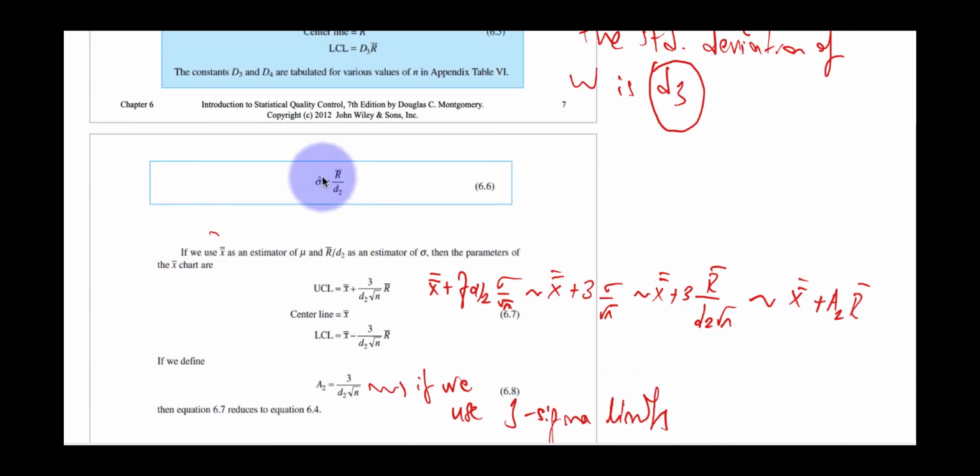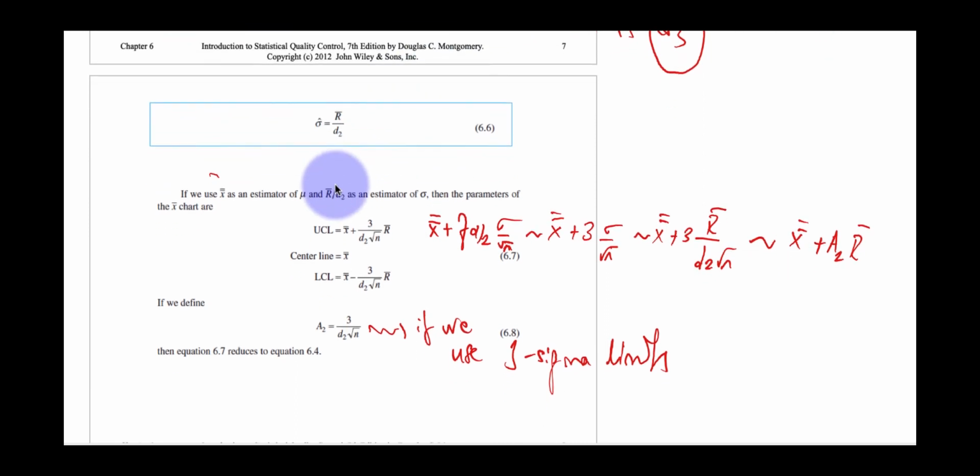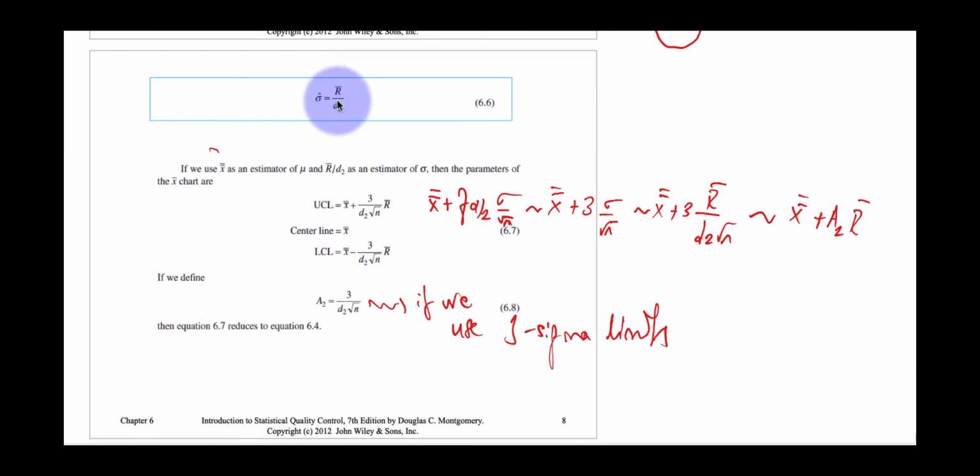Let's continue. By this formulation, the estimation of the standard deviation is the average of ranges over d2. This is the average of W, the relative range, and this is the average of range values. And the expectation of the standard deviation will be this, okay? Average of range over d2. And we are going to use this to find the control limits of the X-bar control chart.